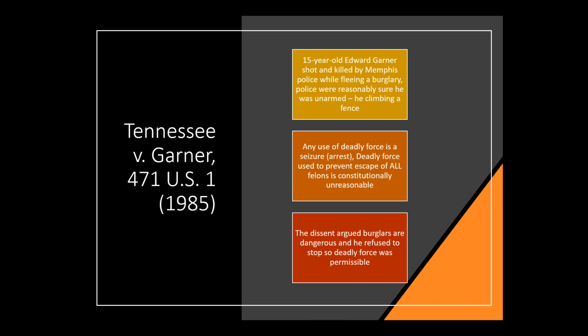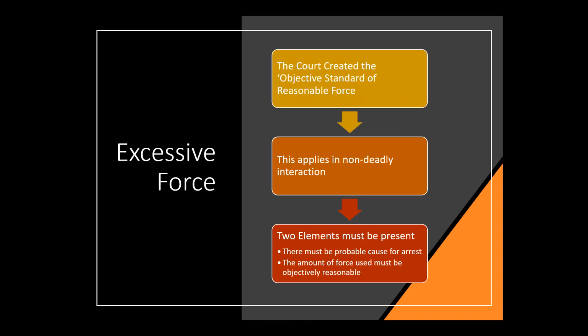Now the dissent, written by O'Connor and joined by Burger and Rehnquist, said, burglars are dangerous, and he refused to stop, so it's okay to shoot him. But that's the dissent. The general rule under Tennessee v. Garner is, if you're going to use force likely to produce death or serious injury, it probably should be against a violent, dangerous felon. So, what is then excessive force?